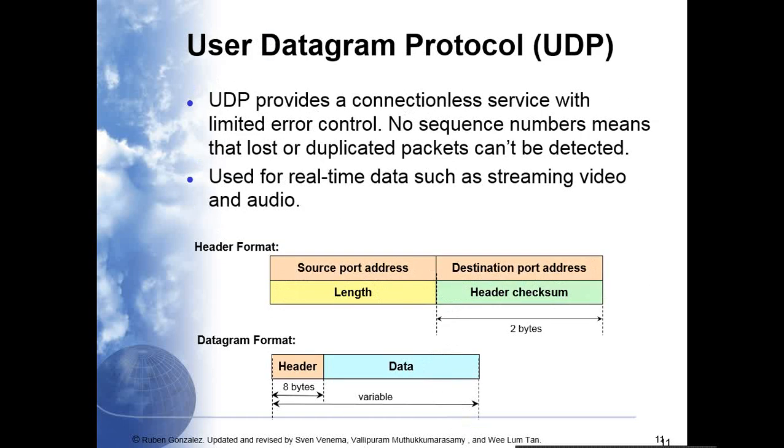UDP, or the User Datagram Protocol. So UDP is another protocol which we talk about in relation to TCP. UDP provides a connectionless service with limited error control. There are no sequence numbers, which means that if you lose or duplicate packets, you can't tell. And that seems like a bad thing. If you're sending financial information across a network, you probably want to be able to tell if there's a problem or if you lost something.